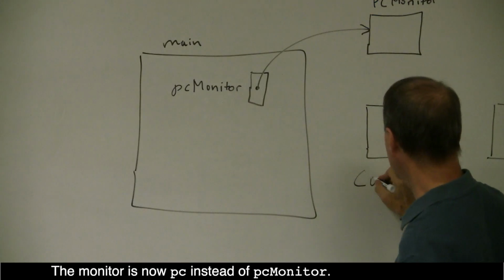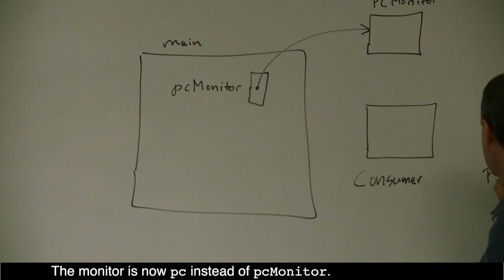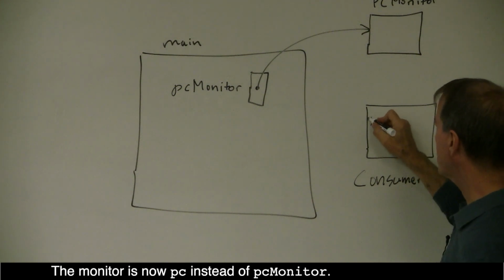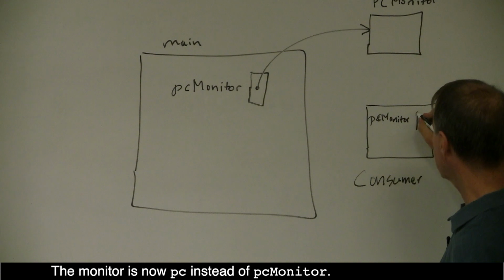Let's write this here, consumer. And this is going to be the producer. But now look, what is the consumer going to have in it? It's going to have its own little PC monitor variable in it.